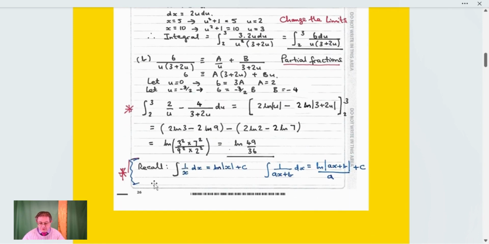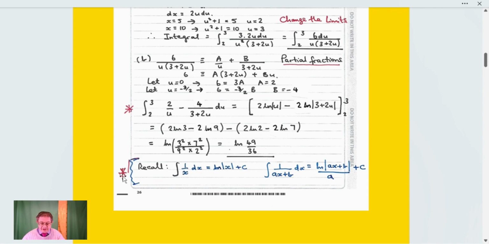Unless it's a straightforward fraction like one of the results I've written at the bottom, where you can simply write down the answer, you're probably going to need partial fractions. And that's what I've done here. So I've split up the integrand into a over u plus b over 3 plus 2u. Clear away the denominators. I've decided to substitute in two values to find a and b, and this is the integral I need to do.